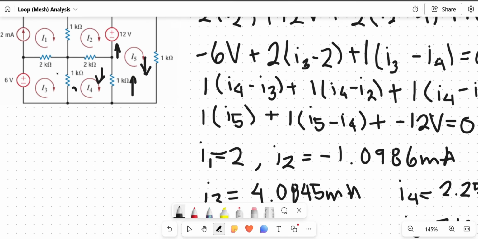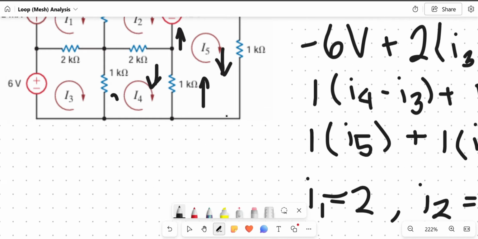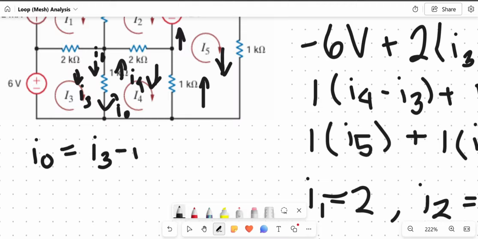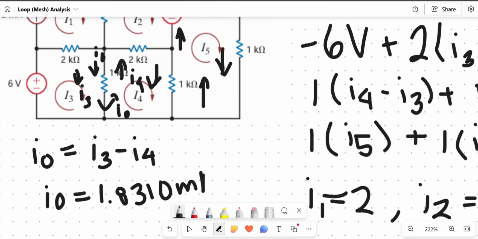And let's say I was trying to find the current over here in this branch. I'm going to call that I0. I0 is going down. I3 is also going down, while I4 is going up. So this equation will be written as, since I3 is going the same direction, I0 equals I3 minus I4. And this becomes I0 equals 1.8310 milliamps.